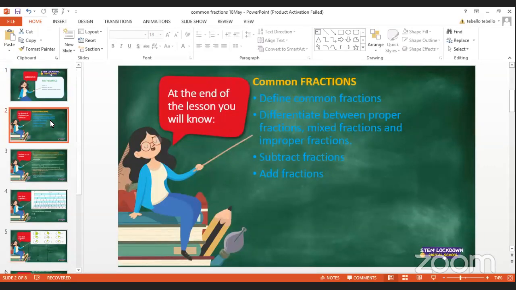Common fractions. At the end of the lesson, you must be able to define common fractions, differentiate between proper fractions, mixed fractions, and improper fractions, subtract fractions, and add fractions.